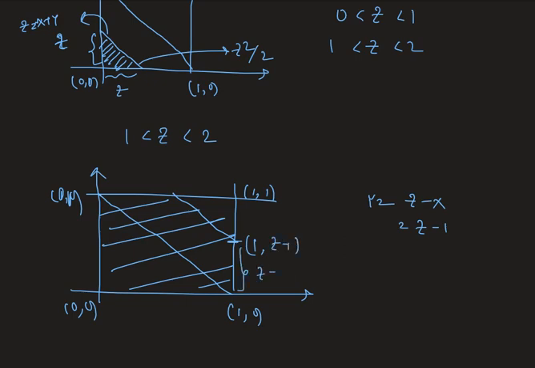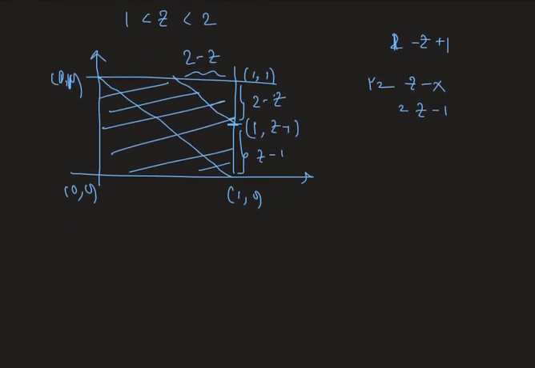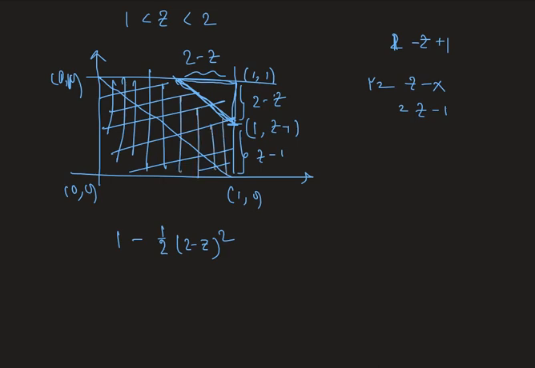Therefore this portion is equal to z minus 1 and this portion is equal to 1 minus (z minus 1), that is plus 1, that is 2 minus z. So this portion is also 2 minus z. Therefore, the area under the line will be 1 minus half of 2 minus z whole square, as the area of this triangle is half of 2 minus z whole square. So the area under this straight line z equals x plus y must be 1 minus half of 2 minus z whole square.